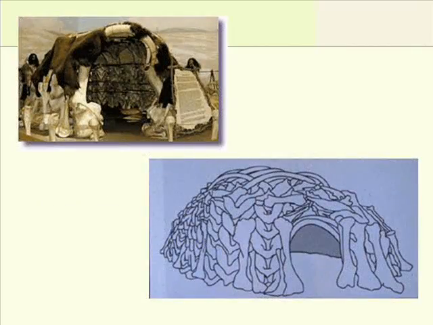During prehistoric times, we don't really have what we would think of as architecture or permanent buildings, but there is evidence of Paleolithic hunters constructing shelters from materials that they had available to them. In this slide you can see a shelter that's constructed out of mastodon bones.